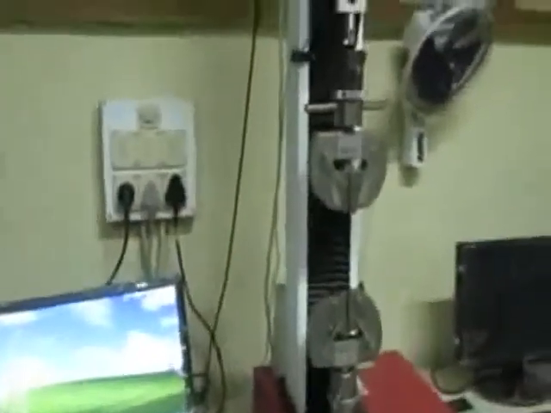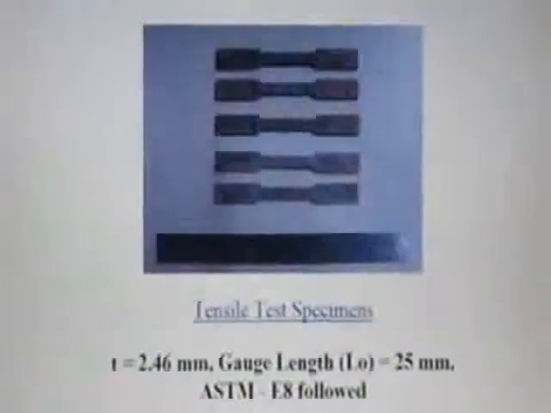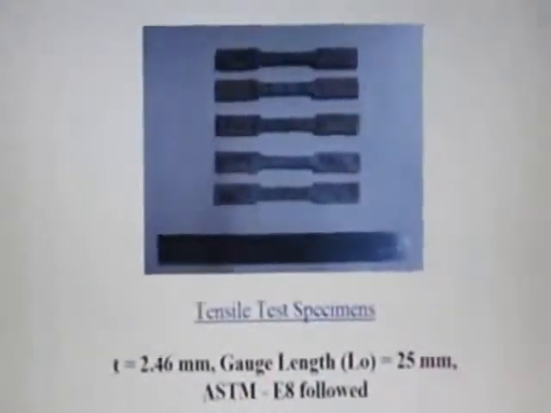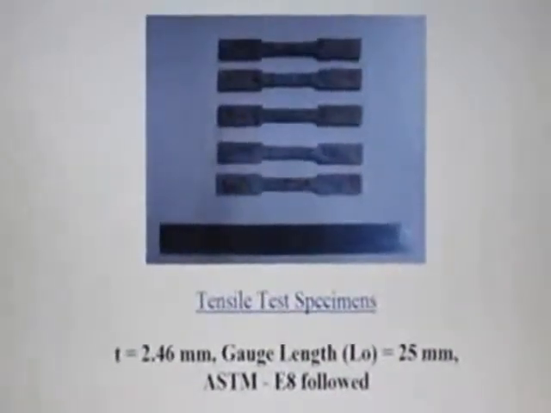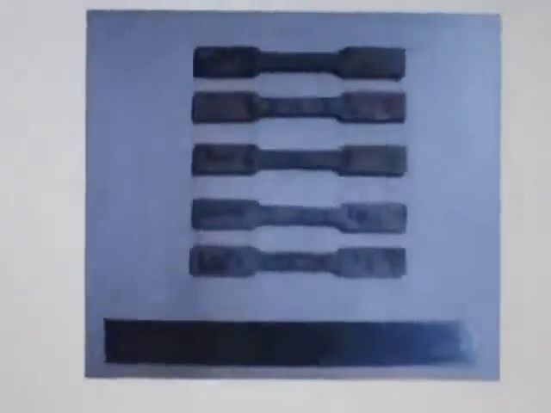The machine is a screw-driven machine with a load cell of capacity 5 kilonewtons. Wedge grips are used in the test. You can see some of the tensile specimens. They can be flat or round. We are going to use a flat specimen.